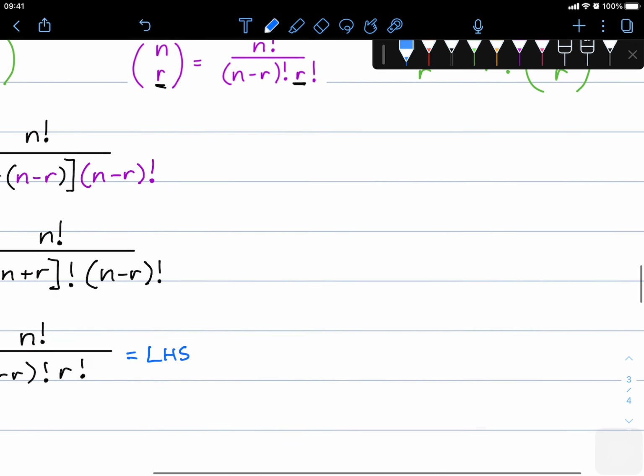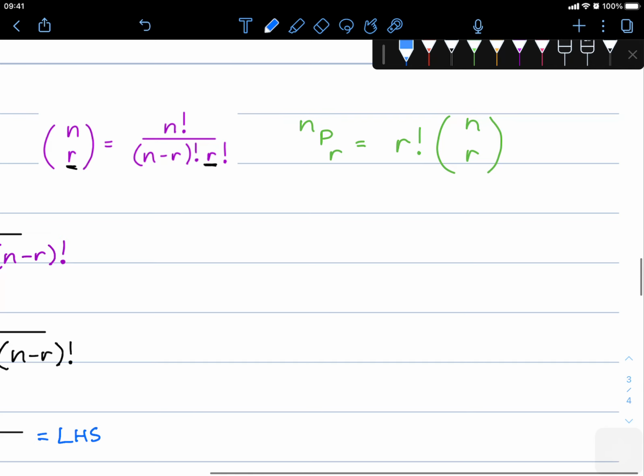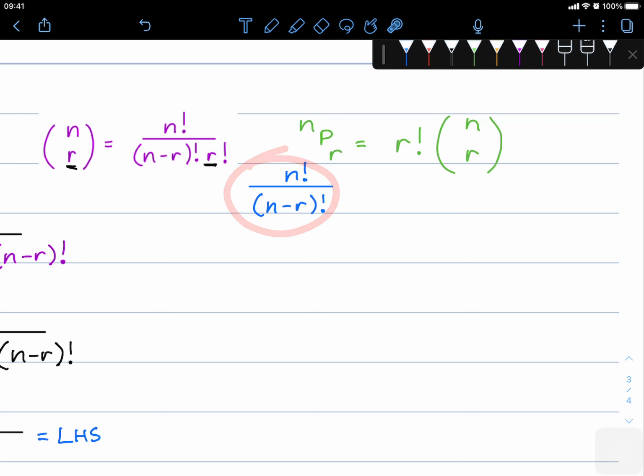Let's try it again for this one here, using strictly just the definitions. N pick r, that's n factorial over n minus r factorial. If ever you keep forgetting, just remember this definition for the choose, and for pick or p, we remove that r, so it's just this. So that's the left hand side. Let's do it now for the right hand side.